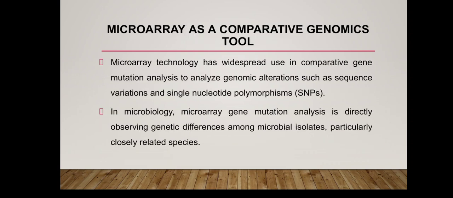Microarray as a comparative genomic tool. Microarray technology is used to compare the DNA of different organisms to find small changes like mutations or single-letter differences, SNPs, in the genetic code. In microbiology, it helps scientists spot genetic differences between bacteria even if they are very similar. This is a very useful tool for understanding why one strain can cause a disease while the other one cannot.